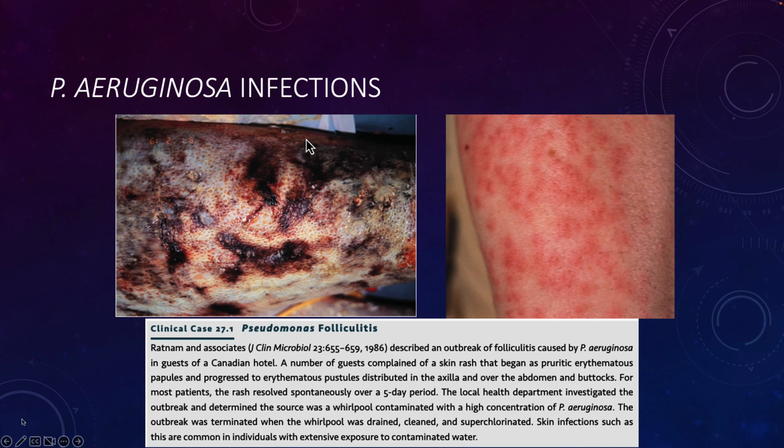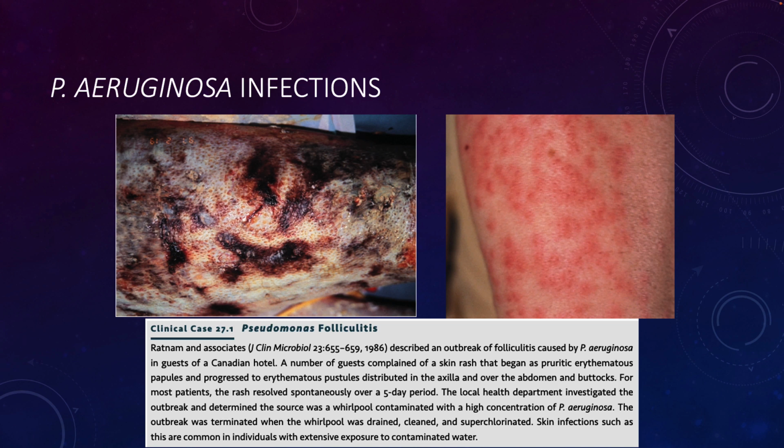In this patient, this is a patient who died of a Pseudomonas infection. You can see the necrosis caused by the bacterium. This is a patient who has folliculitis, or infection in the hair follicles caused by Pseudomonas. And so here's a case study of folliculitis caused by Pseudomonas aeruginosa in guests of a Canadian hotel. A guest complained of a skin rash that had papules, and then they became pustules all over the abdomen, buttocks.